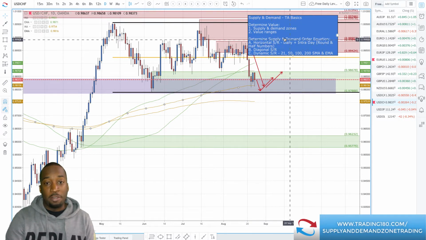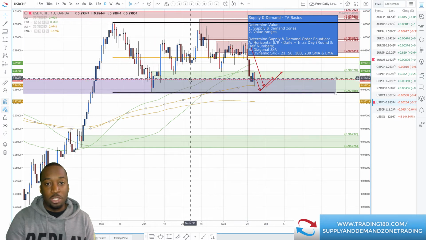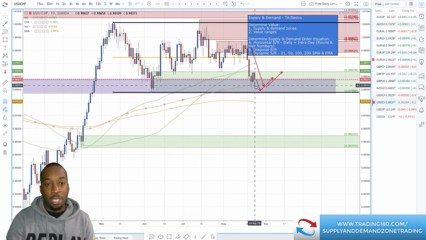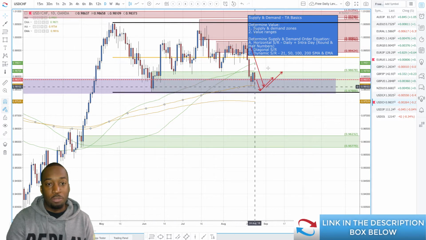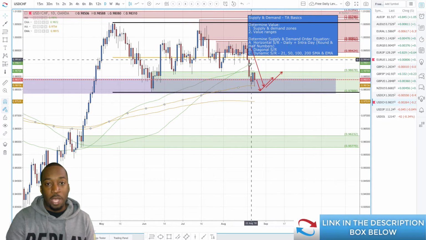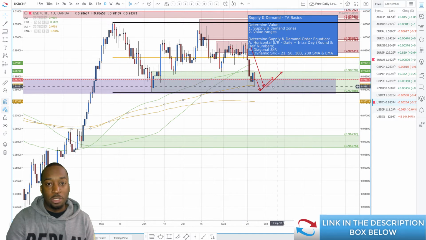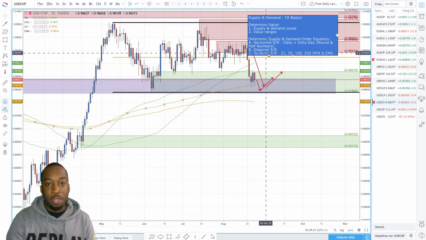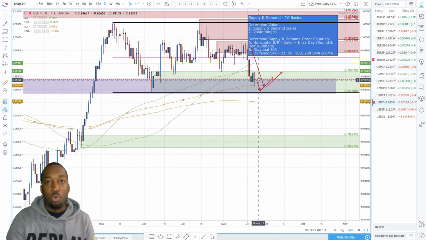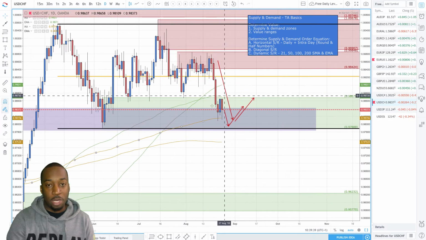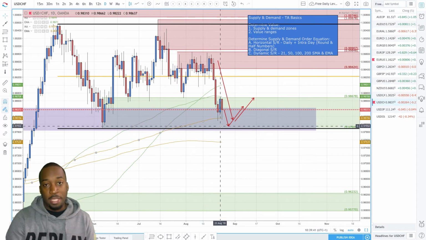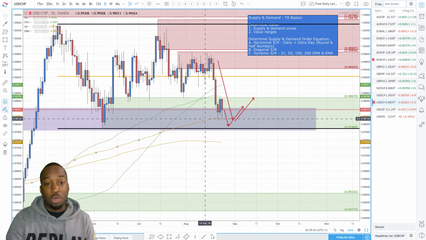If we're looking at the supply and demand equation as well as value, we're buying at a potentially cheap area. We've got previous demand, first touch of demand. We also have horizontal support and resistance, a potential round number. We haven't got any diagonal, but we've got dynamic support and resistance as well. So we're just building a case for why we want to be buyers in this zone. That's just the basics of what I go through.